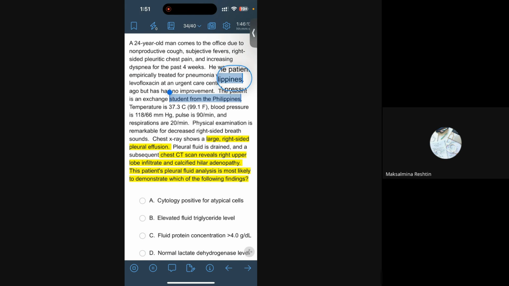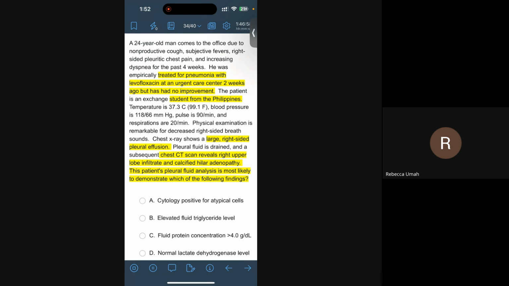Whenever you see a patient from the Philippines, or whenever the question describes a patient of TB, mostly that patient's background will be from Southeast Asia. He will say the patient is from Pakistan, India, the Philippines, or Vietnam. He will give you some type of hint. He has mentioned treated for pneumonia but no improvement, and on chest CT, right upper lobe infiltrate and calcified hilar adenopathy. That means it is a reactivation TB.